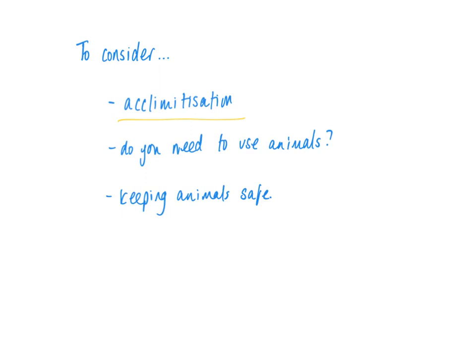And then if you do use animals, you need to keep them safe. Potassium hydroxide will kill animals, so you need to make sure that there's a very clear mesh in between the animal and the potassium hydroxide, so that they don't accidentally drop into the potassium hydroxide and drown, and it would be a very unpleasant death for them.